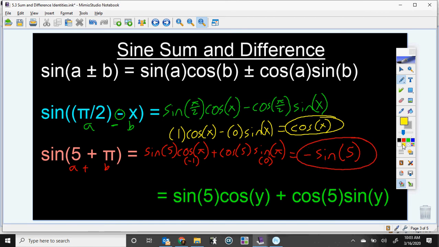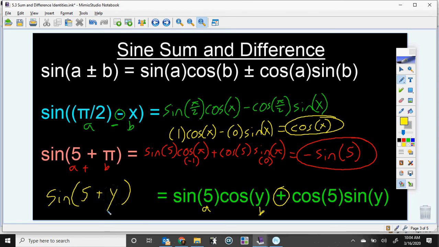And then we move to the last one. Well, here we're just going backwards. We're saying what sine of A plus B would give me this. Well, first, it's a plus sign, so it is going to be a plus. So I'm going to have something plus something, something plus something. Well, what's my A? What's my B? Well, there's my A, there's my B. So it's going to be sine of 5 plus y.